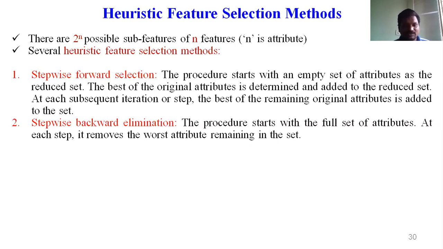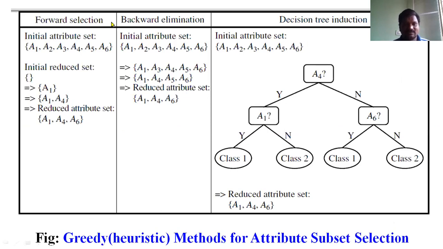That is simple. For example, take the second one, backward elimination. Here is the initial set of attributes. It starts with the full set of attributes. These are all the full set of attributes, and in this case A1 is the best one.